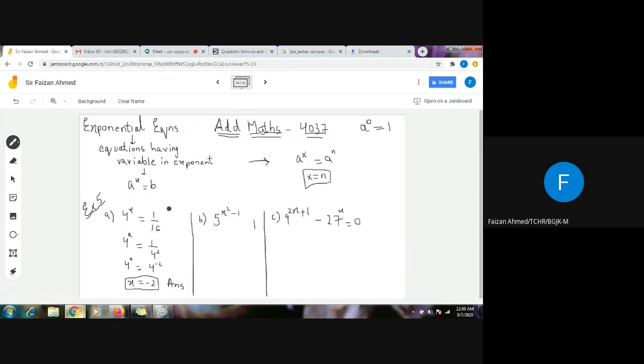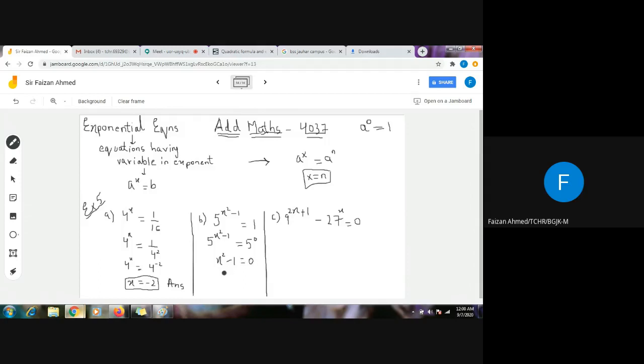I know that anything that has a power 0 becomes 1. I can use that rule. So I will write this as 5 to the power x square minus 1, and I will transform this 1 into 5 to the power 0, because I know that anything that has a power 0 equals 1. So now after doing this, I can clearly see that the bases on both sides are equal. So I just have to write the powers. Now this will be x square minus 1, and this will be equal to 0.